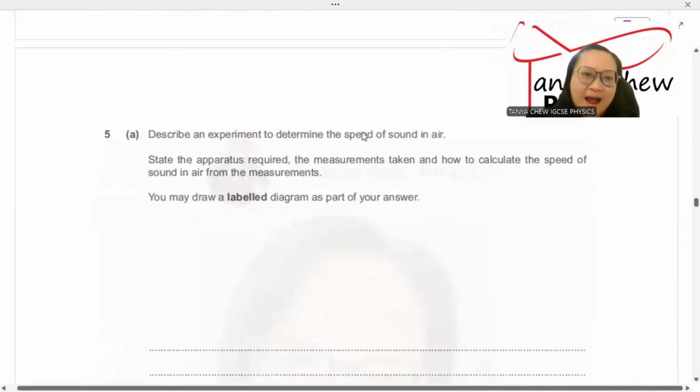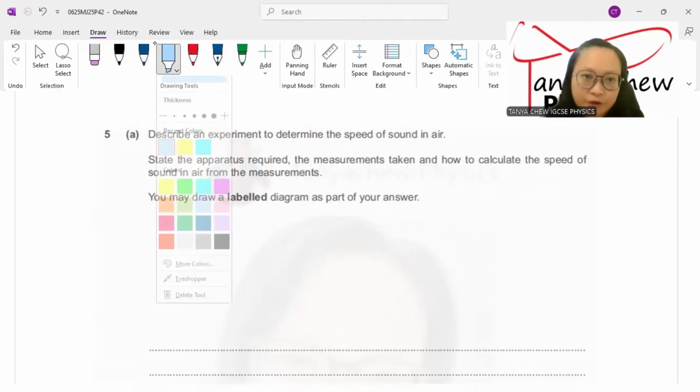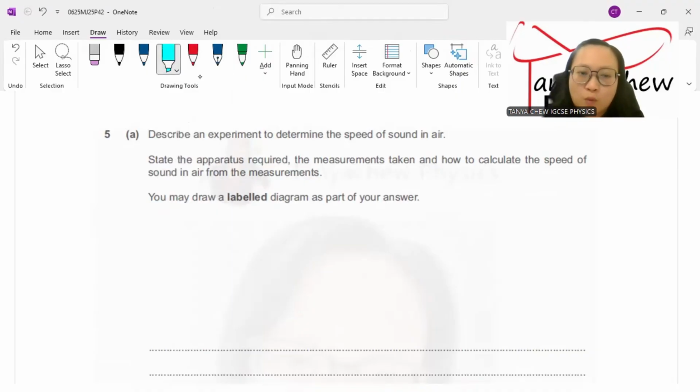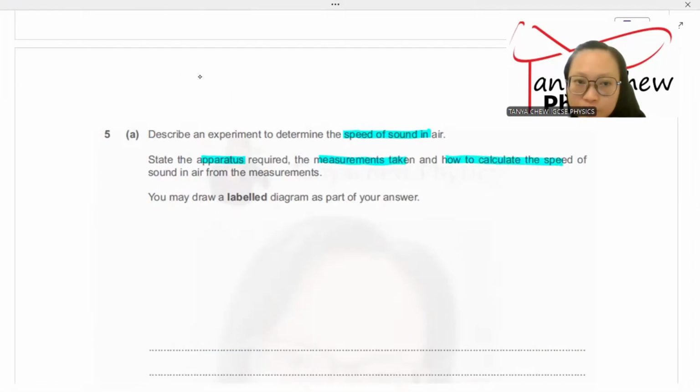Now, number 5A, describe an experiment to determine the speed of sound in air. State the apparatus required, the measurements taken, and how to calculate the speed of sound in air from the measurements. I need to highlight some important terms here. Right, so we have to follow whatever is being asked by the question. Experiment, determine the speed of the sound. You have to state apparatus, measurements taken, how to calculate the speed of the sound in air from the measurement. You may draw a labeled diagram as part of your answer.